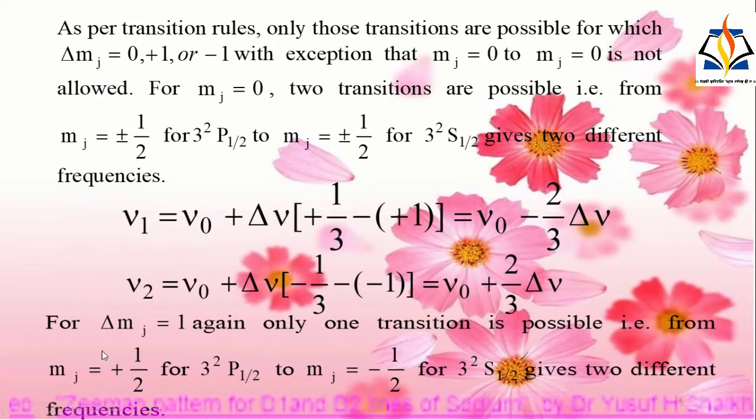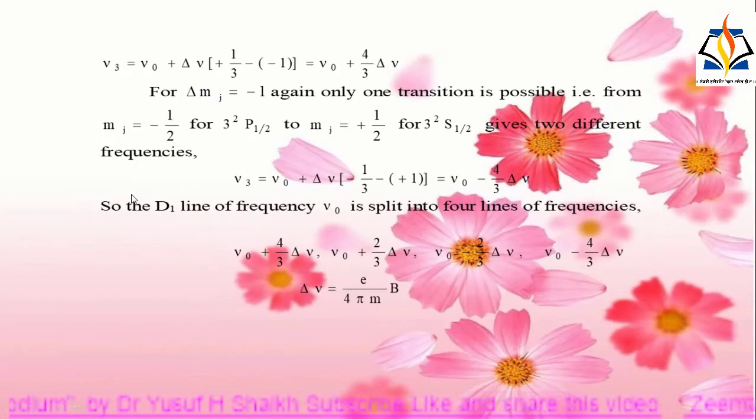For delta mj equal to 1, again only one transition is possible, that is from mj equal to plus half for 3 square P half to mj equal to minus half for 3 square S half. This gives a different frequency. Now nu3 is equal to nu0 plus delta nu (plus 1 upon 3 minus 1), that is equal to nu0 plus 4 upon 3 delta nu.